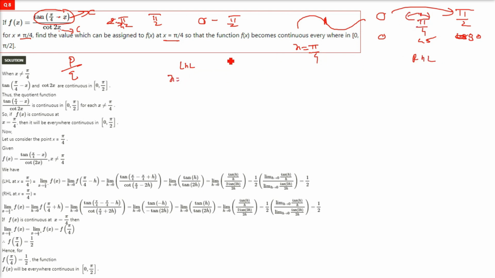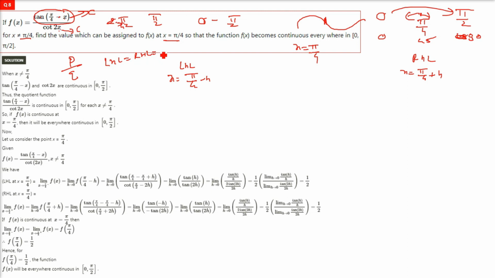Pi/4, just behind pi/4 and in front of pi/4, those values we have to take. So it can be a very small value h. We can add and subtract. So for the left hand limit, x equals pi/4 minus h. X equals pi/4 plus h for the right hand limit.